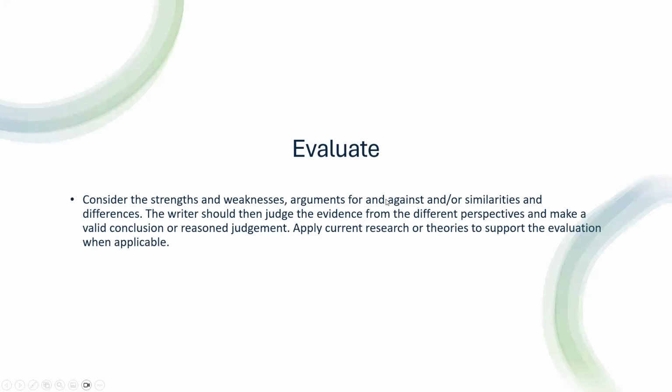So we need to look at strengths and weaknesses, arguments for and against, similarities and differences. We need to judge evidence from different perspectives and make a valid conclusion or reasoned judgment, theory where applicable. So yeah, we need to have the word however in here. So it's going to be on one hand this, but on the other hand that. So we need to present a balanced argument, two perspectives, and then draw a conclusion.